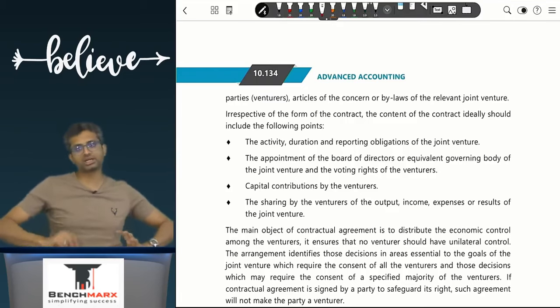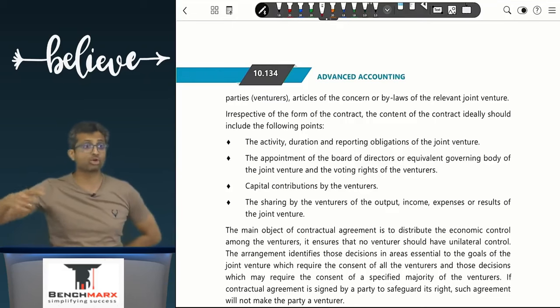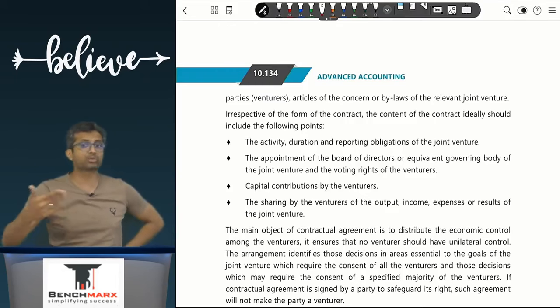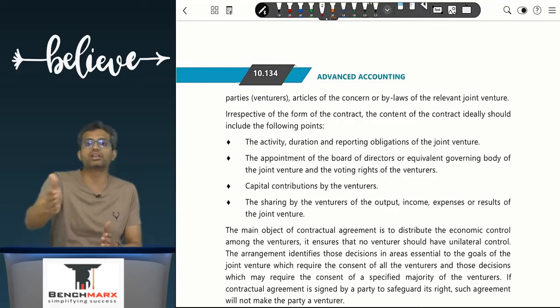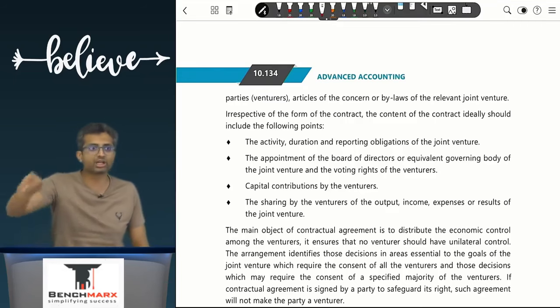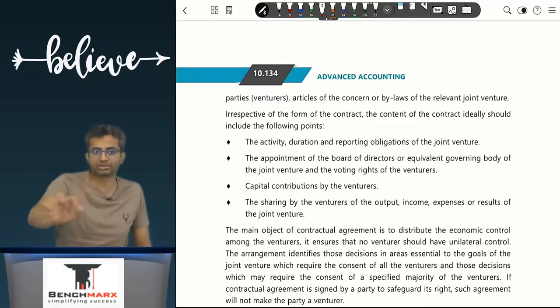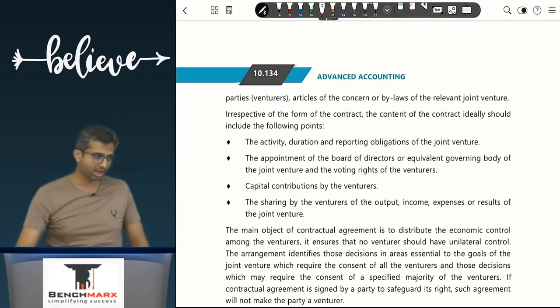Merely because a lender has a right to stop your merger does not mean the lender is your partner. Control is your ability to direct relevant activities. Lender's rights are protective rights. Isko jaise Hindi mein bolte na, taang adane wale rights. Lender cannot order, "tum ye karo." He can prevent you from doing something. That does not make him a partner. Are we clear with this?